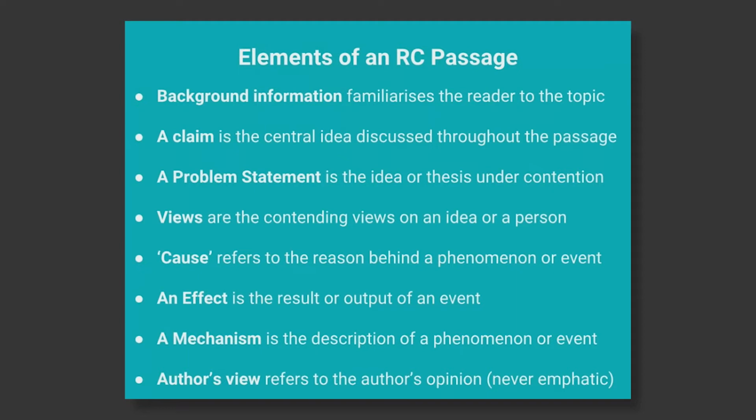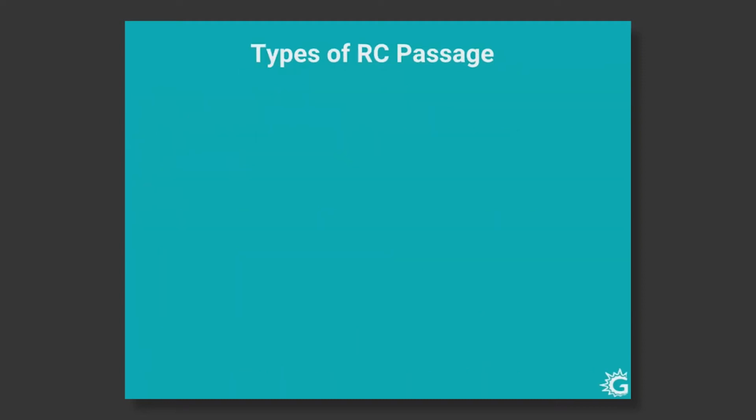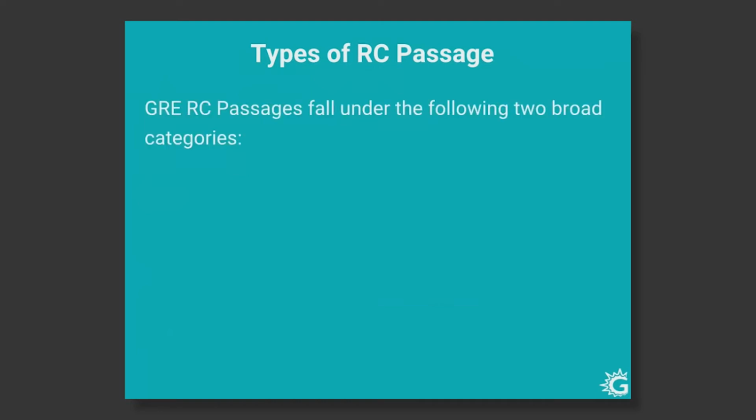We'll see some examples to get a better idea of how these function in an RC passage. Now that we know the elements of the passage, I'm going to tell you about the two broad categories of RC passages. And we're going to look at one RC passage of each type to see how those elements function in those categories, how those elements help make meaning in those passages.